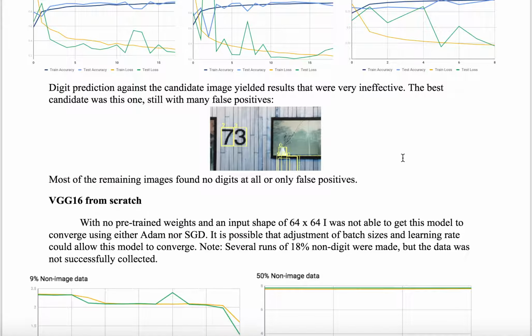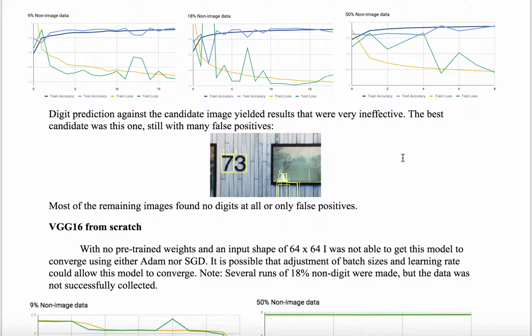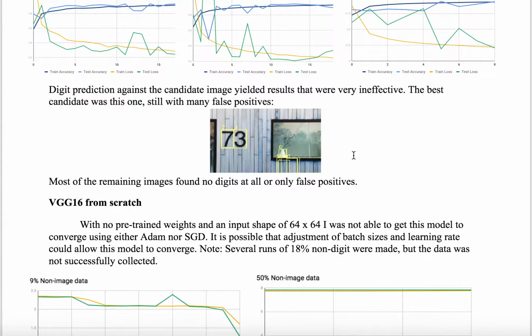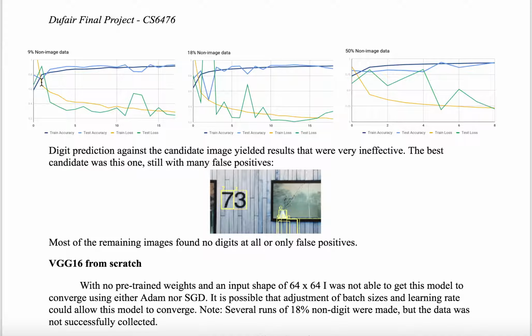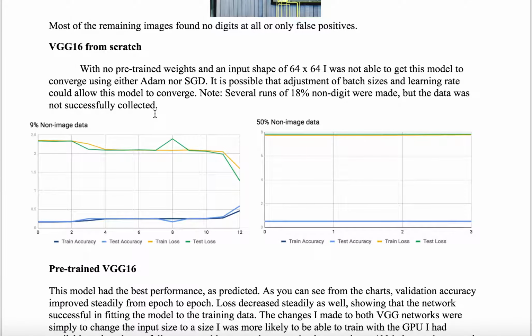I had some success with that after struggling a little bit with which optimizer to use. I started with Adam and found it to be pretty ineffective for what I was doing, at least with the different learning rates and things that I tried. I went to the basic stochastic gradient descent optimizer, and I had some success, but mostly it couldn't find very many digits, even though in the 9% scenario, you can see the accuracies and losses were fairly reasonable. So I had a little bit of success.